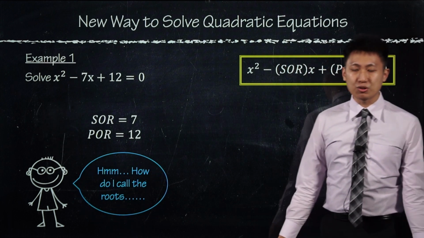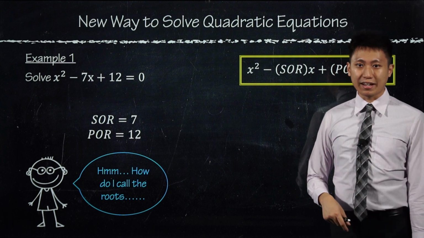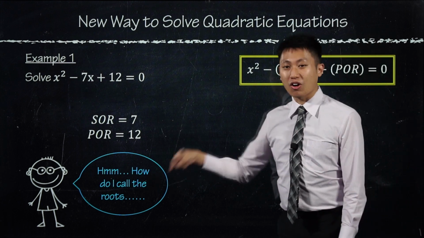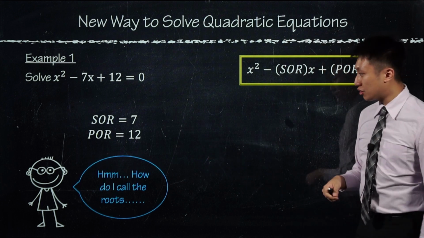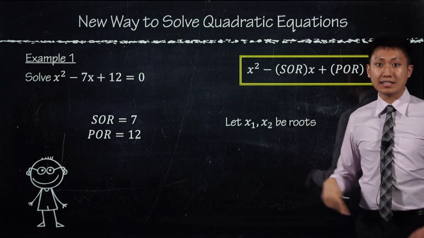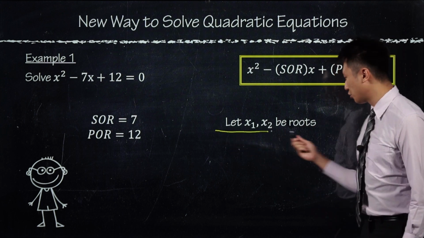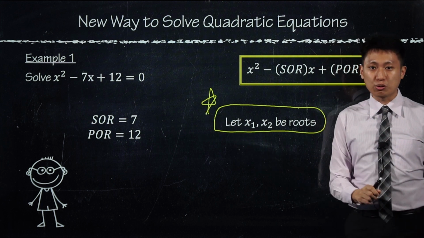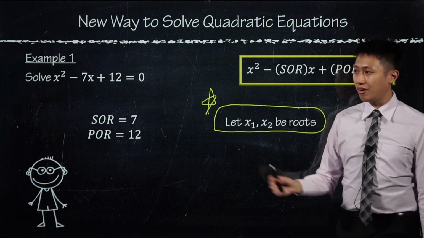But what are my roots? I need to call them something, right? Like you call me Kaler, you call yourself something. So I need to name them. So I should let x1, x2 be the roots. That's how you start the question. This is crucially important, very important. You need to know how to name the roots before saying x1, x2.